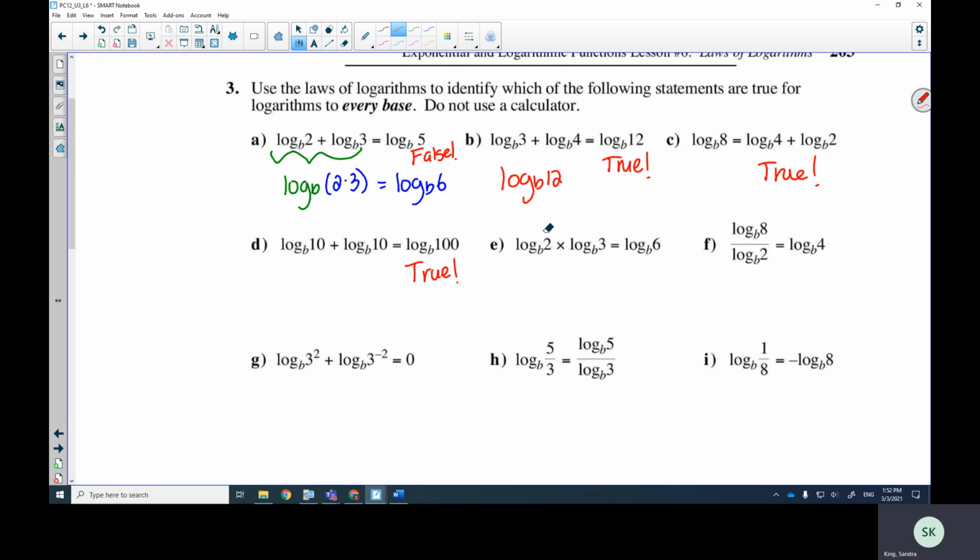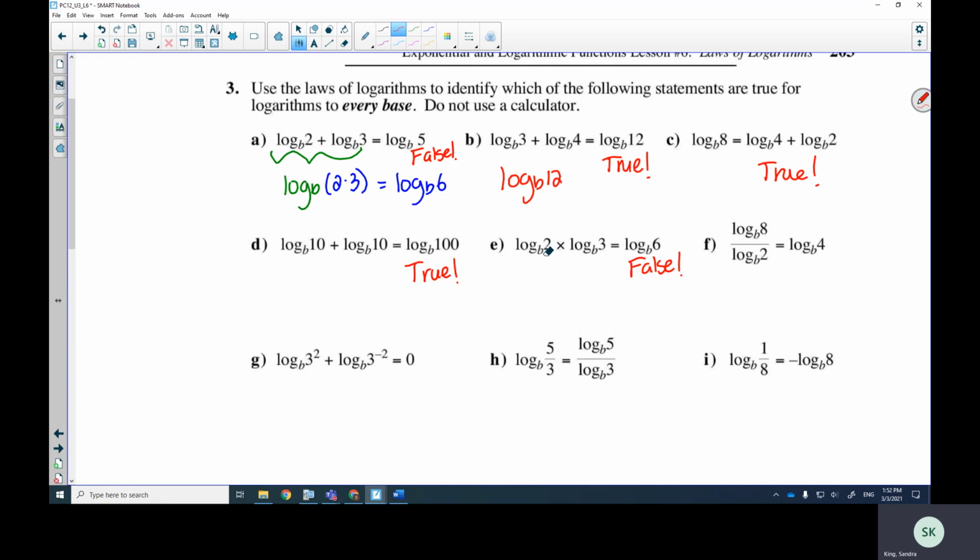The only time we can apply the laws is if logs are being added or subtracted. That's it. You can only apply the product law if these 2 logs were being added, then their answer is correct. Their answer is incorrect because they're being multiplied. So if I gave you this question, you need to evaluate what this log is, then evaluate what this log is, and multiply those 2 numbers together. That's going to give you your answer.